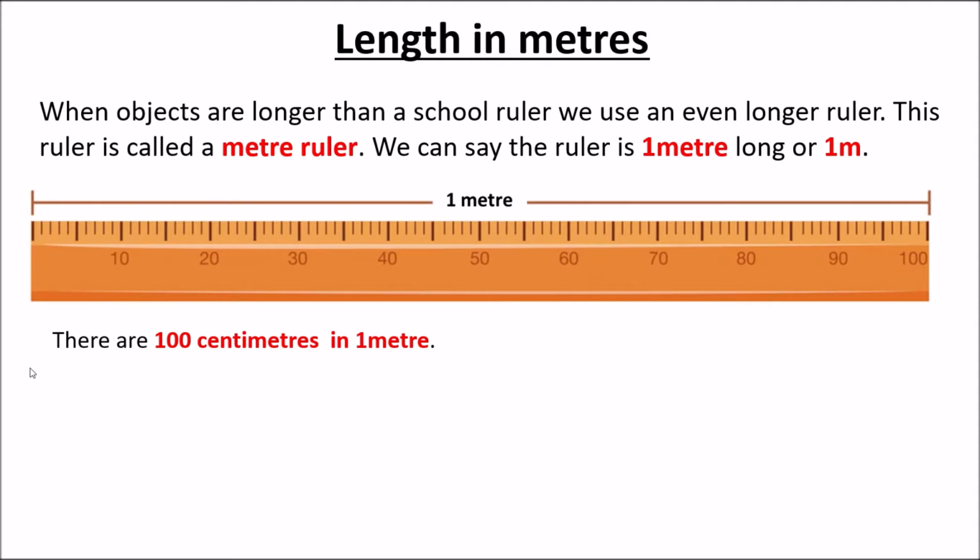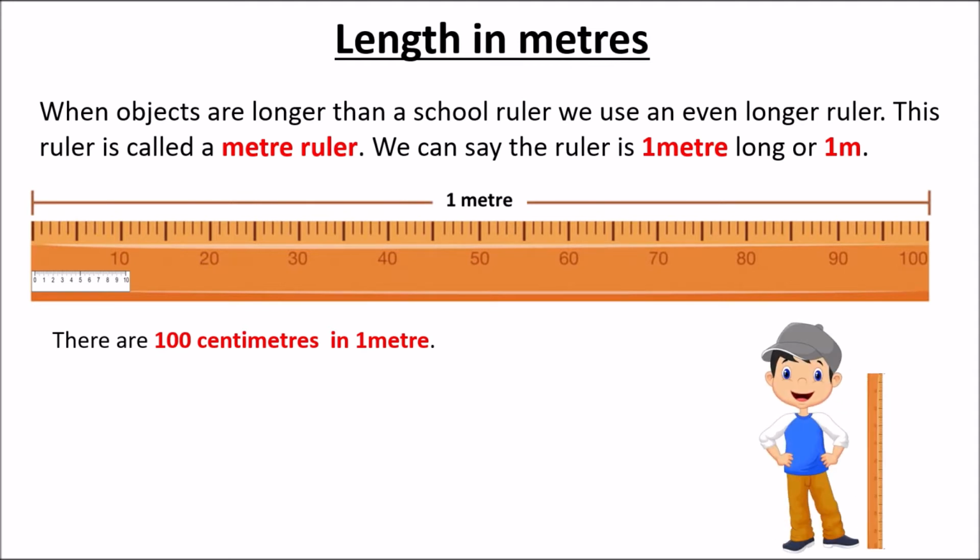So if we remember our school ruler is only this big, and a meter ruler is this long. Now, if you stand next to a meter ruler, like this boy, you will probably be more than 1 meter, or maybe just about 1 meter. So this is how you can tell what 1 meter is.